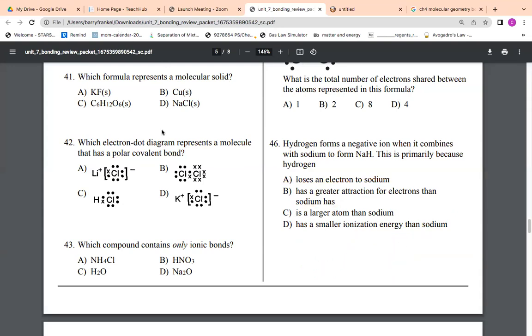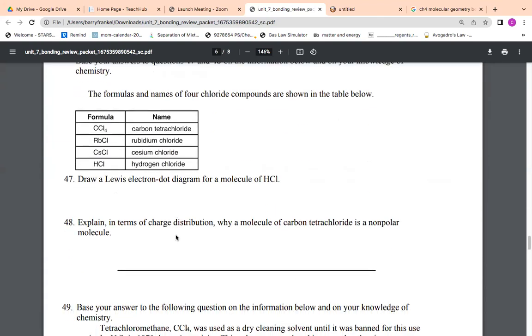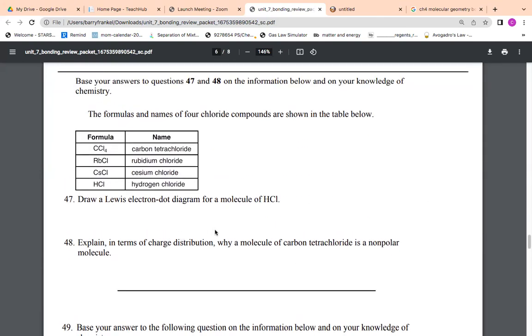Okay. Moving on, number 47. So they're asking us to draw a Lewis electron dot diagram for a molecule of HCl. So this is really similar to the other one we did. We've got H, 1 valence electron, chlorine, another halogen with 7. We've only got these electrons available for bonding. So this is literally our Lewis dot structure. I'll draw it here a little bit nicer. And this is our final answer. Okay, that's our Lewis dot structure.